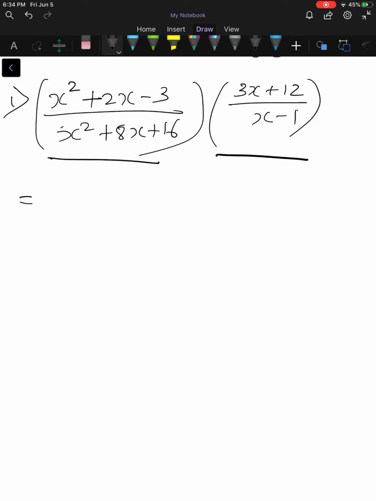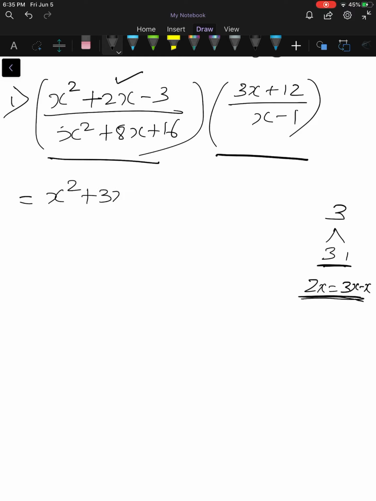So if I look at the numerator of the first expression, it is a trinomial. And 3 can be written as 3 into 1 because it's a prime number. So if you express 2x as 3x minus x using these factors, you can split the middle term in the way expressed here.